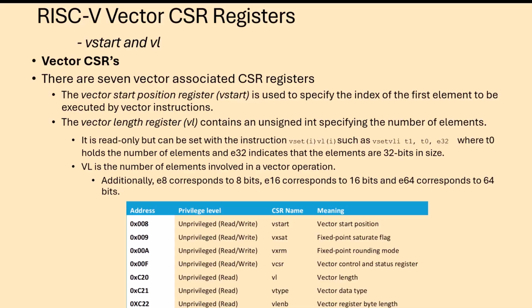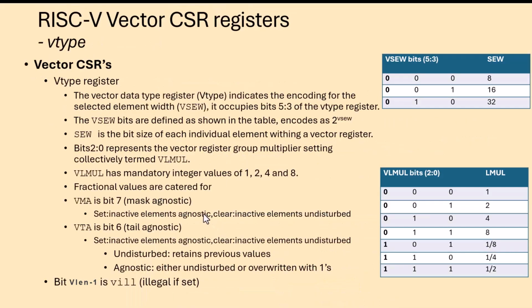The vector length register, known as VL, contains an unsigned integer specifying the number of elements, and will be used to verify the instructions as the code examples are executed. Understanding the vtype register is extremely important, and it denotes the selected element width of the element values for the vector configuration as shown in the tables. In addition, it shows how the mask and tail elements should be treated.